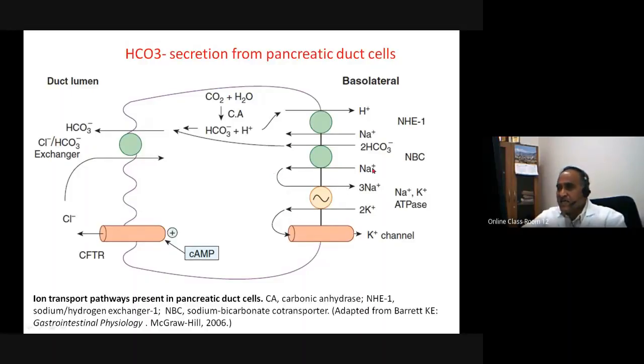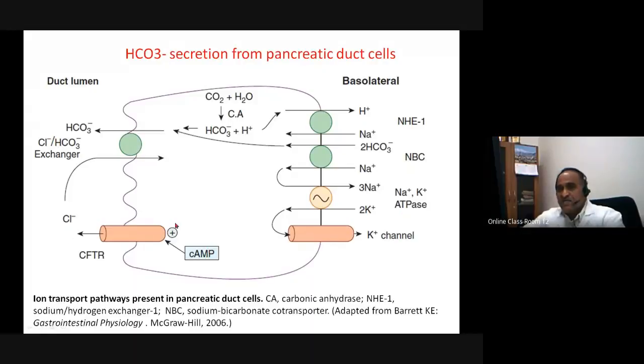Sodium is recycled because the sodium is entering inside the cell. It is recycled by the sodium potassium ATPase pump. Now the sodium is coming back, recycled into the blood, and for that potassium is exchanged. And the potassium is trying to move into the blood by the potassium channel, but it's again exchanged.